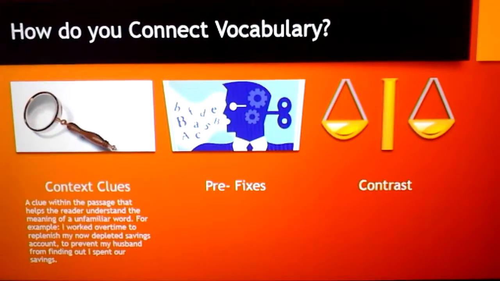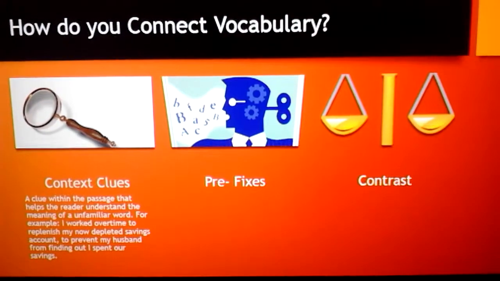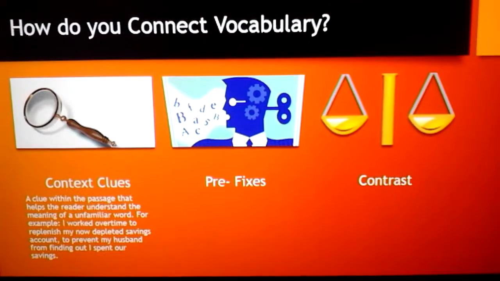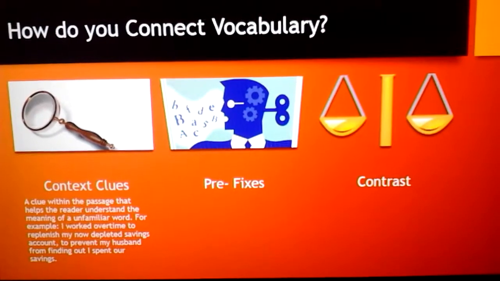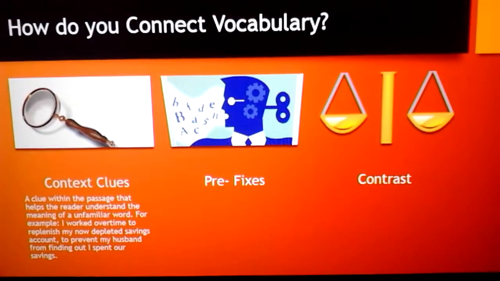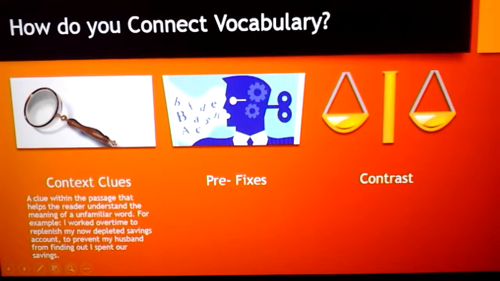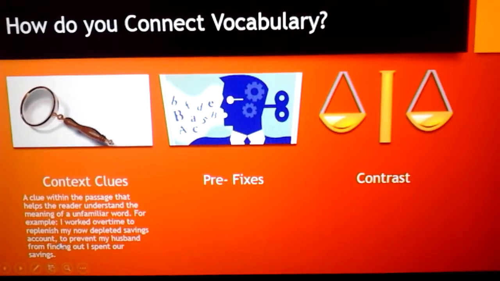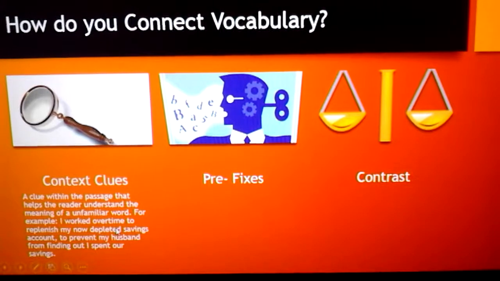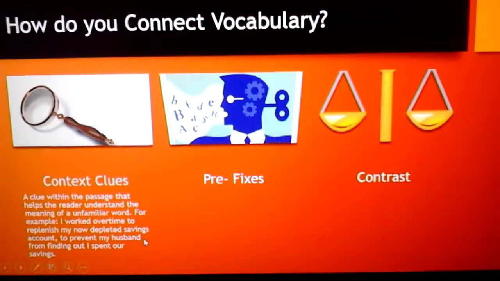For example, I worked overtime to replenish my now depleted savings account to prevent my husband from finding out I spent our savings. So two words in this sentence stick out. The first one is replenish, and the second one is depleted. Now we can look at the context and say, okay, she worked overtime, so we know what happens when you work overtime: you get more money. So to replenish my now depleted savings.